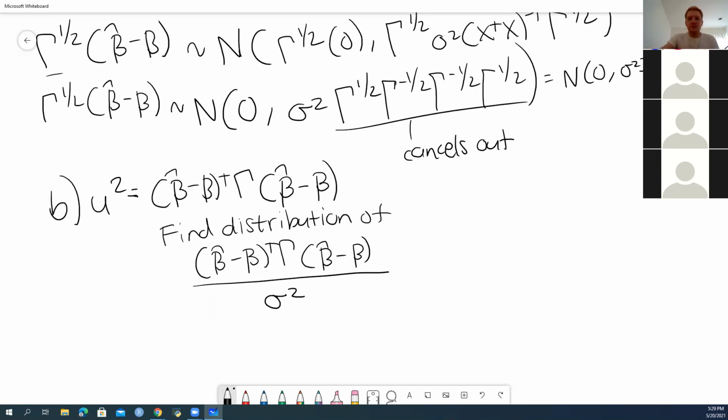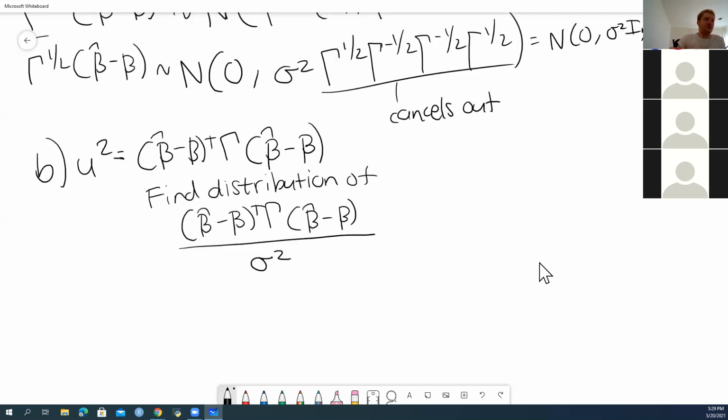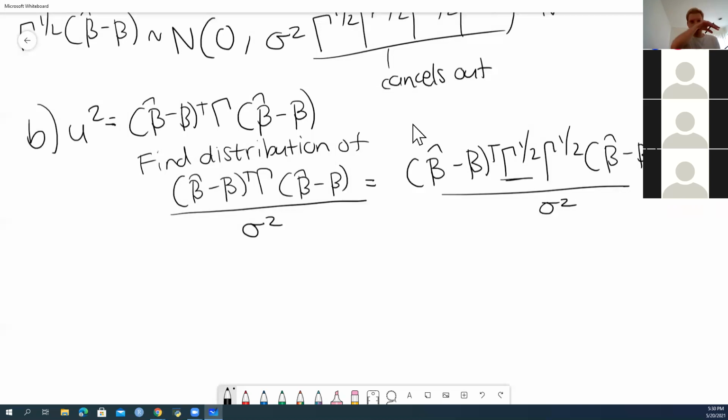So observe that this is equal to beta hat minus beta transpose gamma 1/2, sorry, gamma 1/2 times gamma 1/2 times beta hat minus beta. So now remember, this is symmetric. So this can actually be written as, over sigma squared.